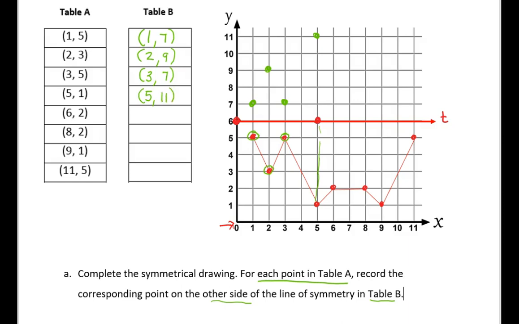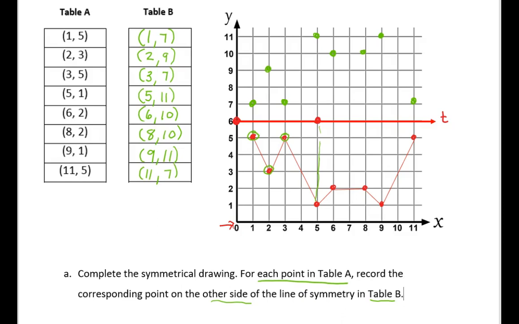For the next point, I'm 4 units below line T, so I'm going to go 4 units above line T. And that ordered pair is (6, 10). For my next point, I'm also 4 units below line T, so I'll go 4 units above line T. And that is (8, 10). The next point, I am 5 units below line T, so I'll go 5 units above line T. And that ordered pair is (9, 11). And for my last point, I'm 1 unit below line T, so I'll go 1 unit above line T, and that ordered pair is (11, 7). So those are all my points.